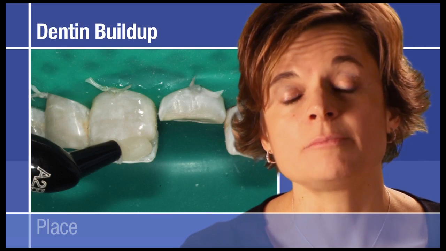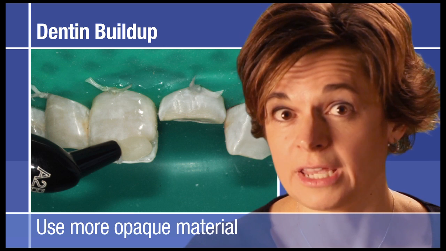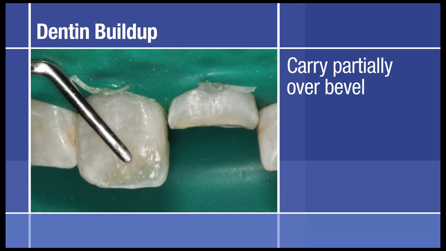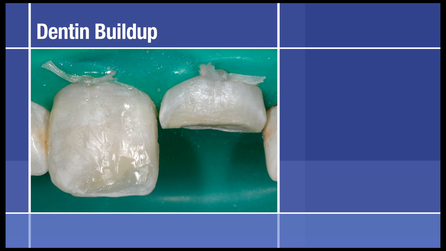The dentin buildup is a much thicker layer, and it has to be done with a more opaque type of material. This dentin buildup should be carried partially over the bevel, but not completely. We have to keep in mind that this layer is the one that masks the transition between the composite and the tooth structure. This layer should also not be carried all the way to the incisal edge because we need to make sure we leave enough room incisally for a more translucent material.